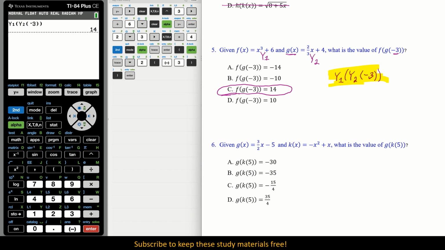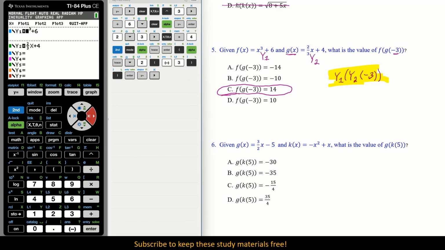However, let's move on. So now we need to repopulate. It looks like number 6 says, given we have a function 3 over 2x minus 5, and then our k of x is equal to negative x squared plus x. What is the value of g of k of 5? Okay, let's go to our y equals. I'm just going to clear it all out and start over.